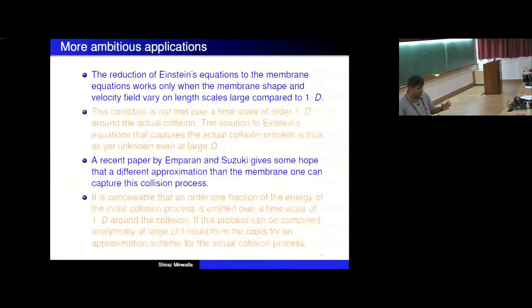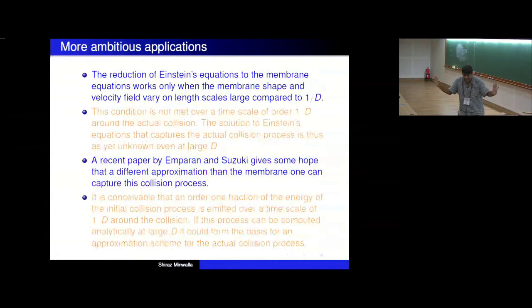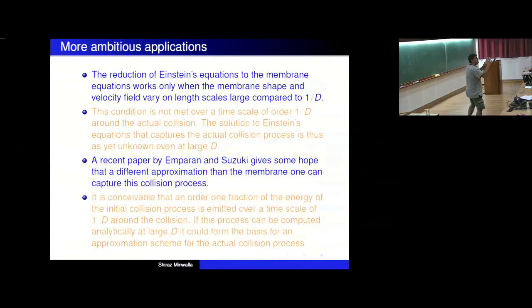Something else that has not been done that I think would be nice to do, and this is my last slide, is this. I've not been able to give you all the caveats of this talk. But one of the caveats is that everything that I've talked about only works when the membranes in question vary on length scales large compared to 1 by D. Now that presumably works well in an interesting black hole process like a black hole collision, well after the collision.